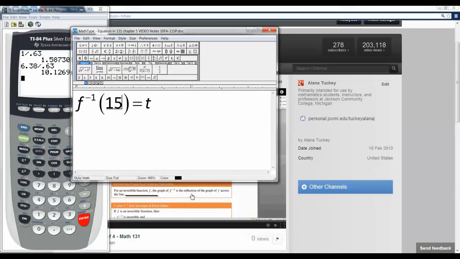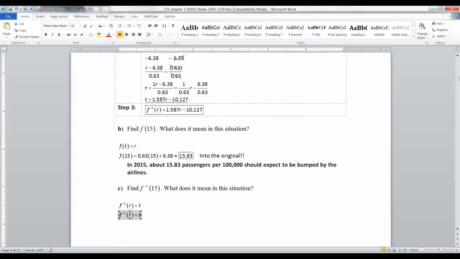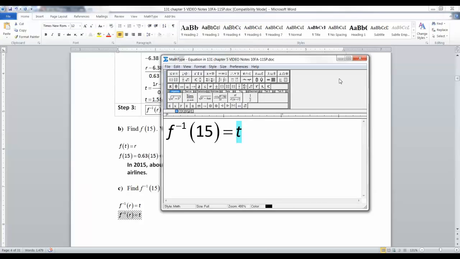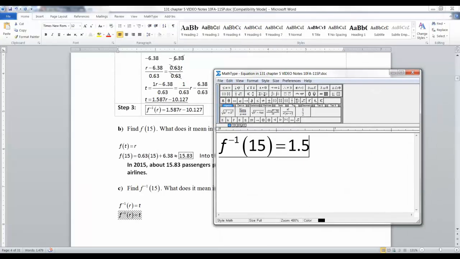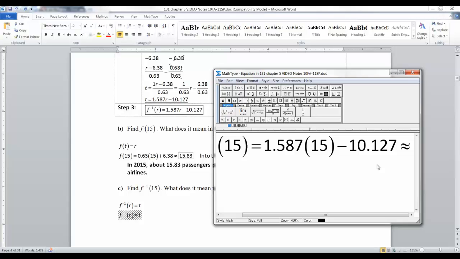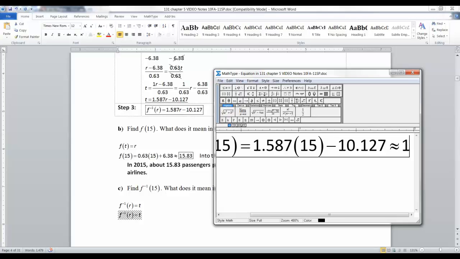So I'm going to say, there it is. All right, so this is 1.587 times 15 minus 10.127. Which I got to be about 13.68.